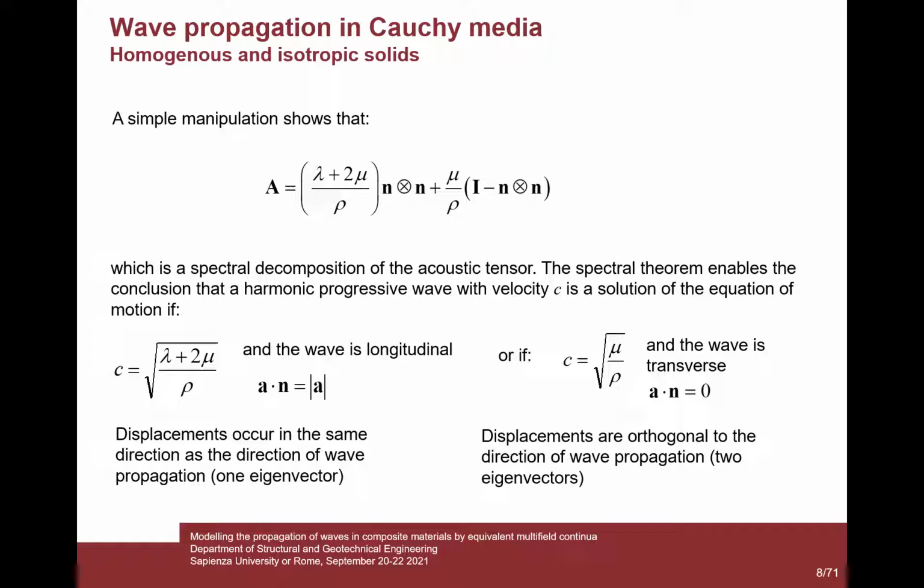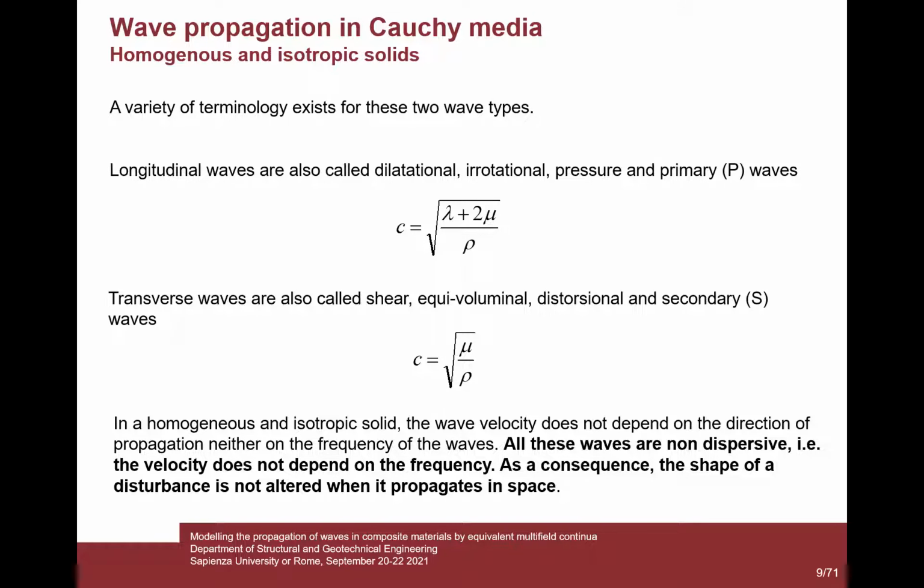that they are contained in the plane which contains the wavefront. And in this case, displacements are orthogonal to the direction of wave propagation. This scalar product is just null. These are shear waves, while these ones are longitudinal waves. And a variety of terminology exists for these two types of waves. For instance, longitudinal waves are also called dilatational, irrotational, pressure, and primary waves. And transverse waves are called shear, equivoluminal, distortional, and secondary waves.